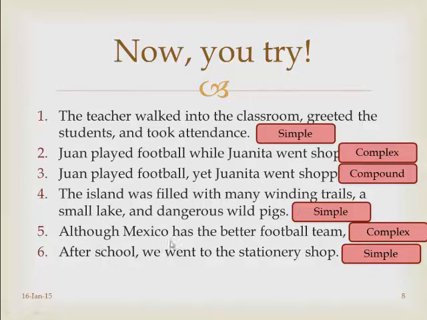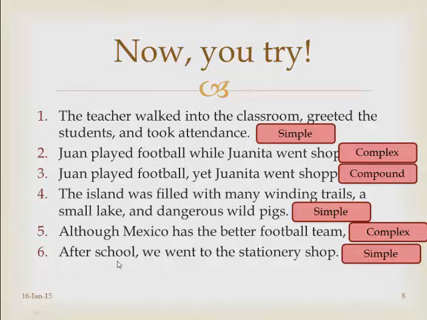Number 5, although Mexico has the better football team, it lost. It's a little missing here, but it lost is the independent clause. Although Mexico has the better football team is the dependent clause. So although is the subordinator, complex sentence. Number 6, after school we went to the stationery shop. Why is it a simple sentence? Don't we have the subordinator after? Good question. But look at after the subordinator after. It's just school.